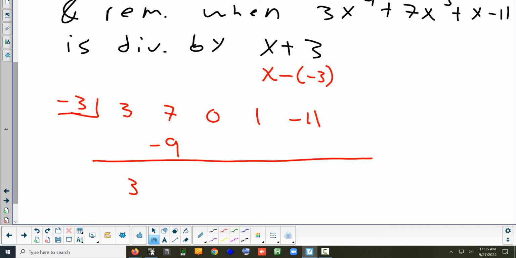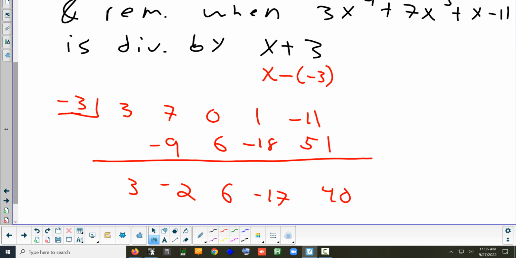Lost my spot. So bring down the 3. Negative 3 times 3 is negative 9. Negative 9 plus 7 is negative 2. Negative 3 times negative 2 is 6. 0 plus 6 is 6. Negative 3 times 6 is negative 18. Plus 1 is negative 17. And negative 17 times negative 3 is 51, if I did that right. 51 minus 11 gives me a remainder of 40.